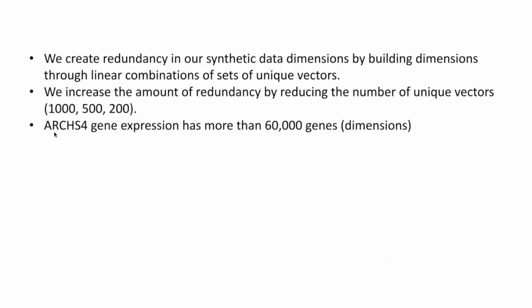And then, ARCHS4 is a resource that Avi mentioned before that collects all publicly available RNA-seq data. Right now we have about 500,000 human and 500,000 mouse RNA-seq samples. It's pretty comprehensive. And each sample, so each data point, has about 60,000 genes, right? So you can think of the genes as the dimensions of the data.